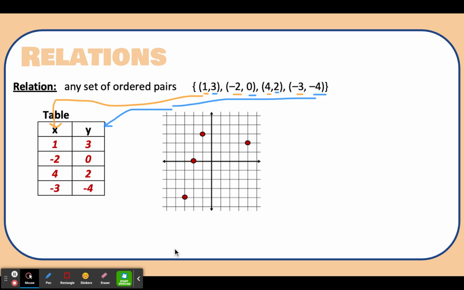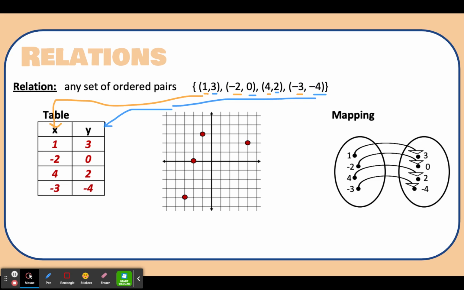Second way we can represent a relation is by using a graph. We can do that very easily. Here we would plot our ordered pairs listed above, and we are given this graph, which shows our relation.